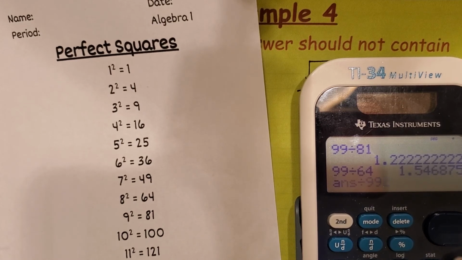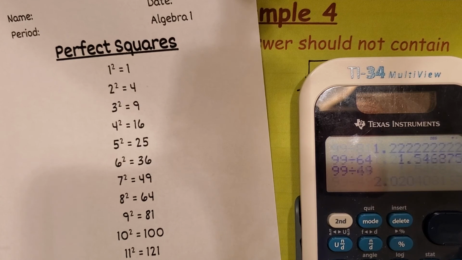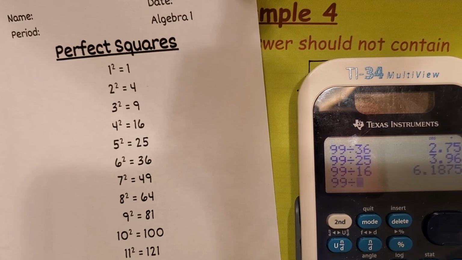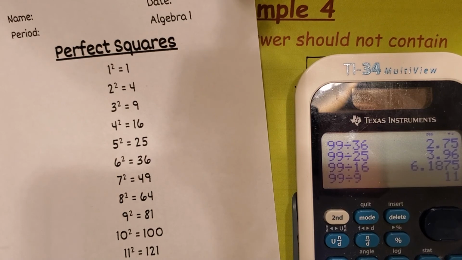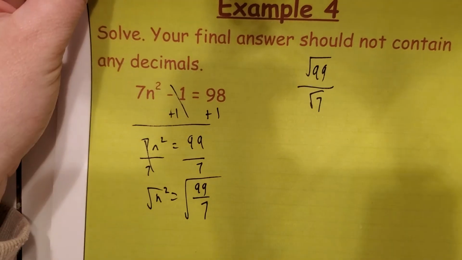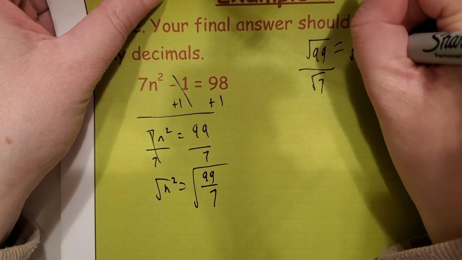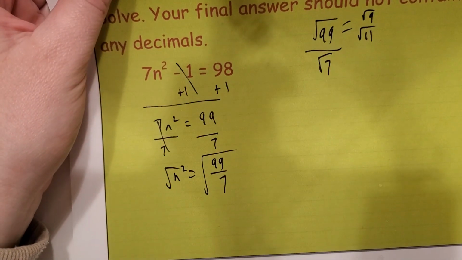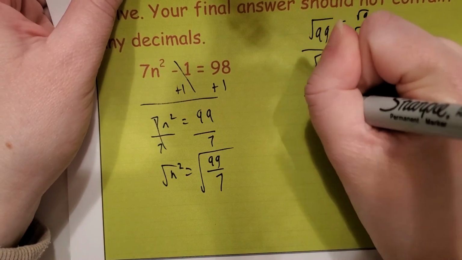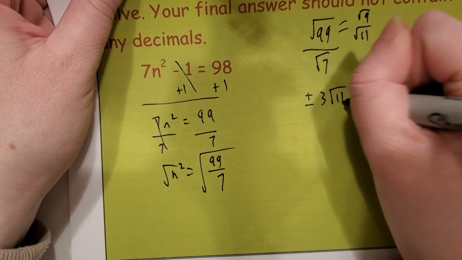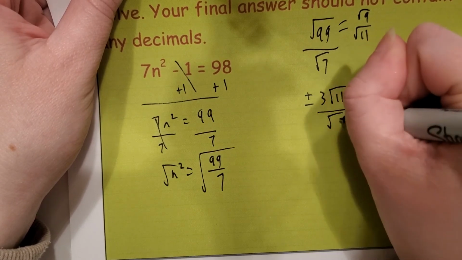But, oopsie. Just for the sake of consistency. Yeah, that's what I thought. 99 is divisible by 9. So the square root of 99 breaks down into the square root of 9 and the square root of 11. So this is plus minus, the square root of 9 is 3 root 11 over root 7.